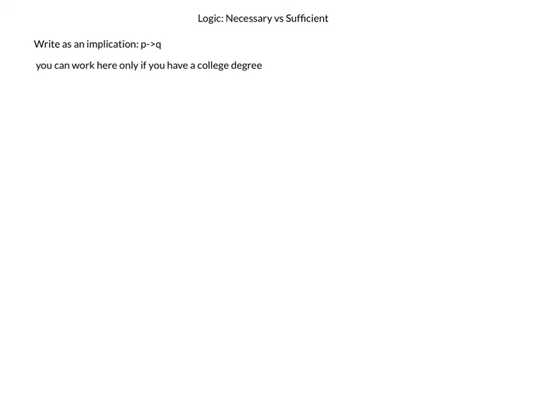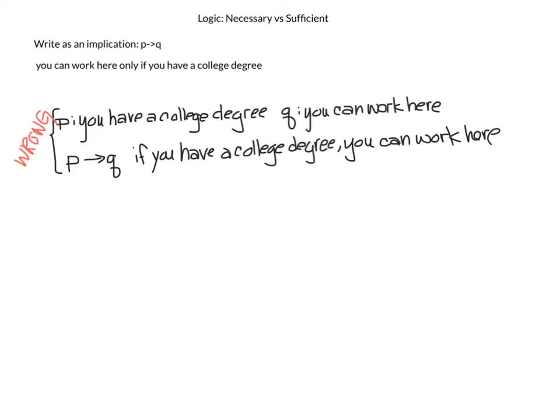In this video, I'm going to talk about something in logic, which is the difference between necessary and sufficient conditions. And this video was motivated by this example, which is to write as an implication P implies Q. You can work here only if you have a college degree. And it's very tempting to identify P as you have a college degree and Q as you can work here, in which case P implies Q becomes if you have a college degree, you can work here. But this solution would be incorrect.